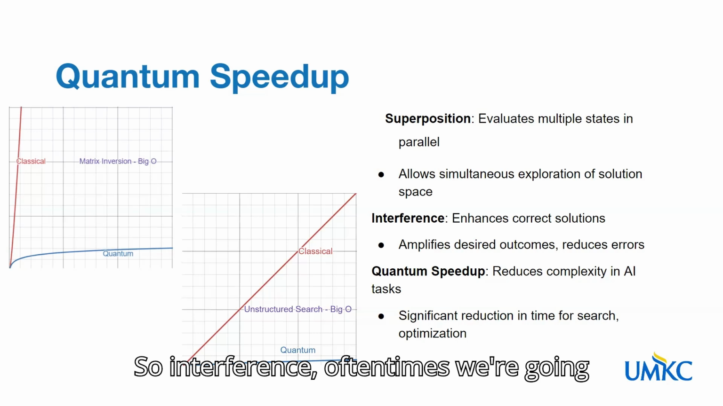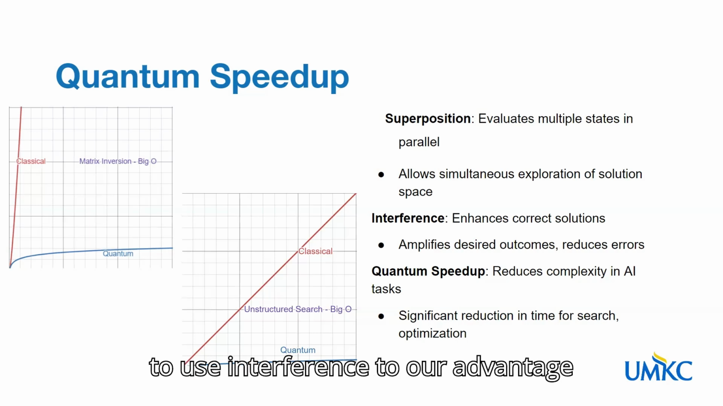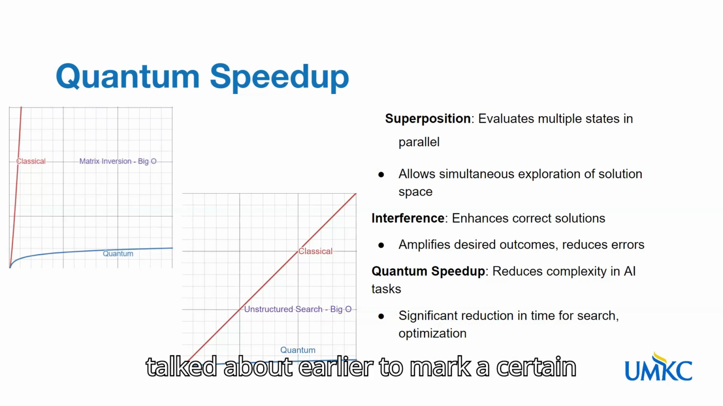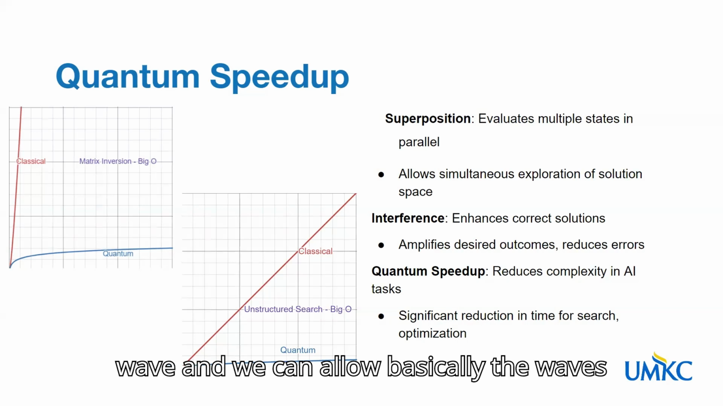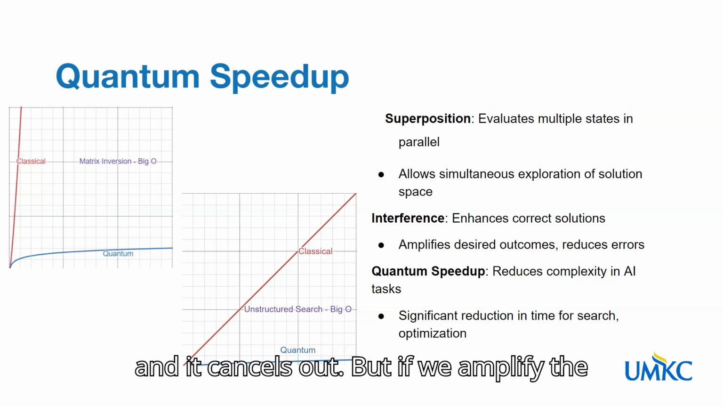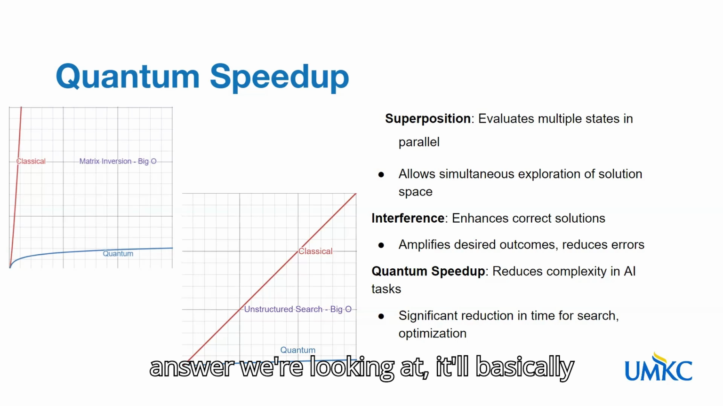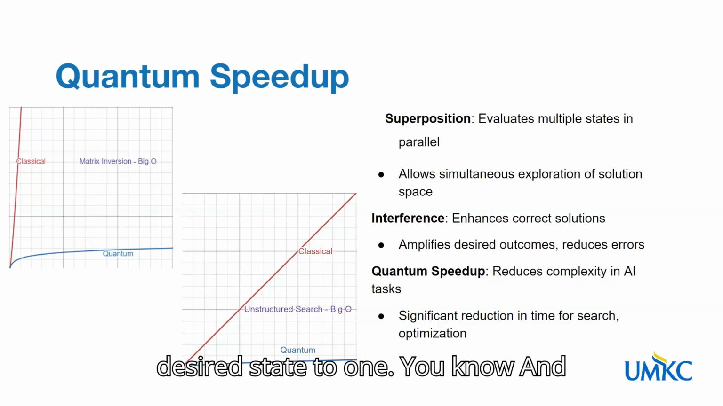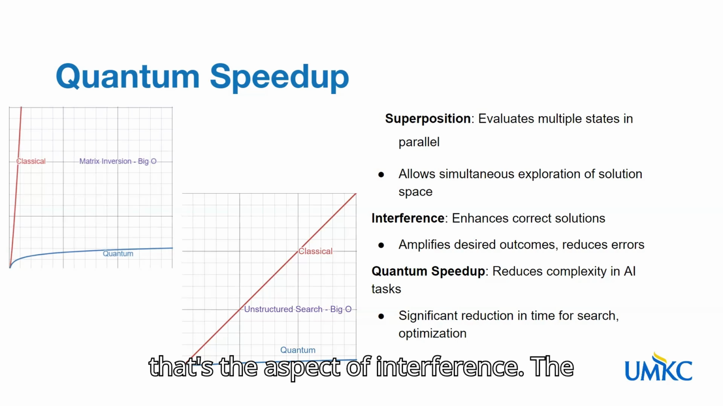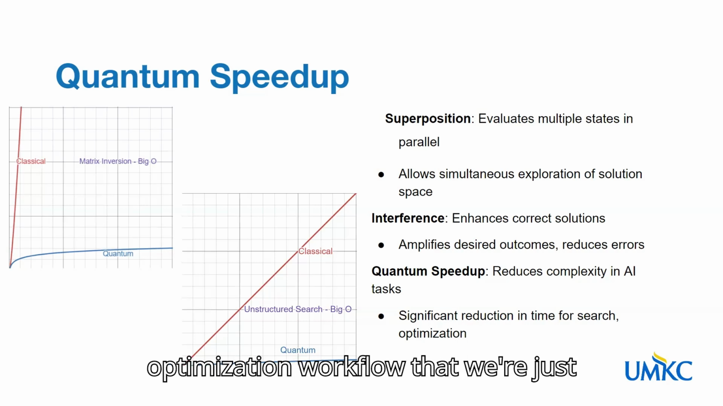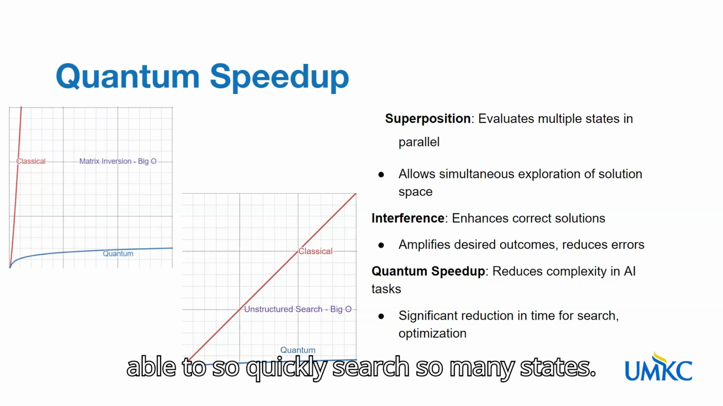So interference, oftentimes we're going to use interference to our advantage, where we have these waves and we can use something like the Grover's oracle that I talked about earlier to mark a certain wave, and we can allow basically the waves of all the others to cancel each other out. You know, if you have a peak and a trough, it cancels out, but if we amplify the answer we're looking for, it'll basically set all other states to 0 and the desired state to 1. That's the aspect of interference. And the quantum speedup is just so huge with hyperparameter optimization or the logistics optimization workflow, because we're just able to search so many states so quickly.